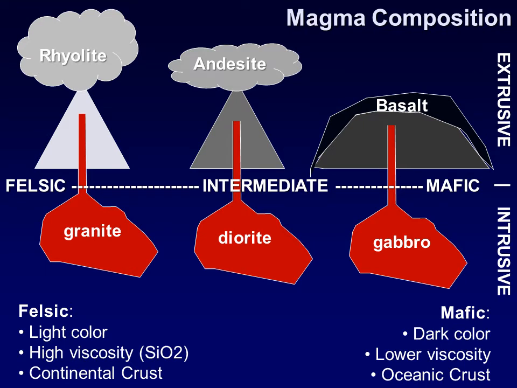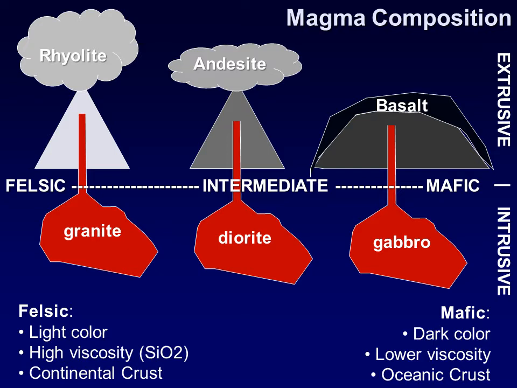Alright, so that gets us into talking about magma composition. We were just looking at scoria cones, and these are basaltic lava flows, right? So they've got low viscosity, they have dark colored rocks because they are mafic. So what the heck does that mean?